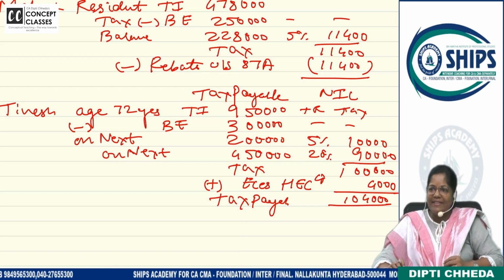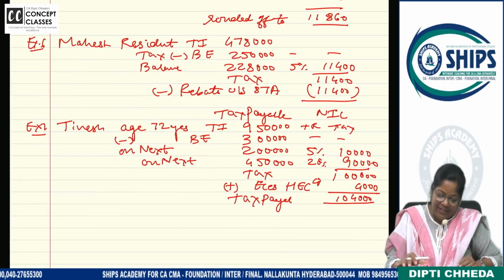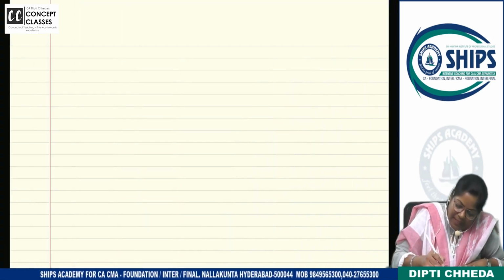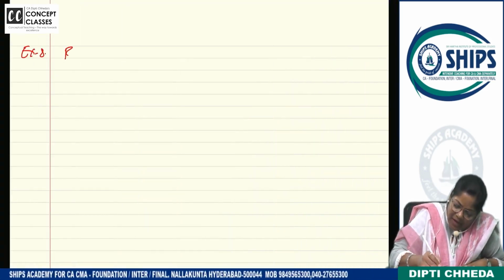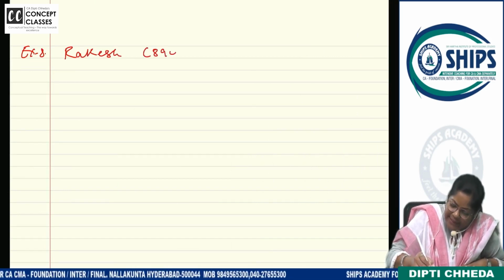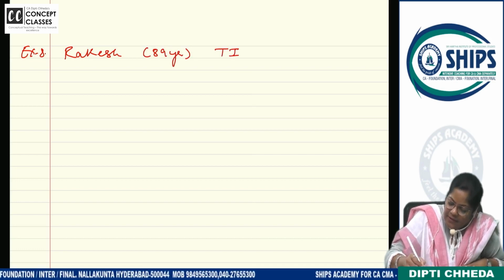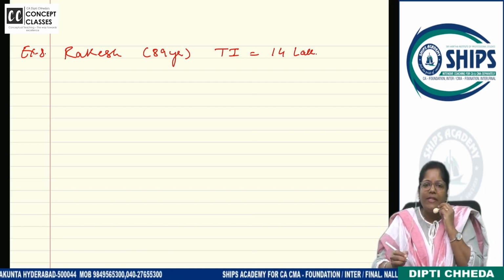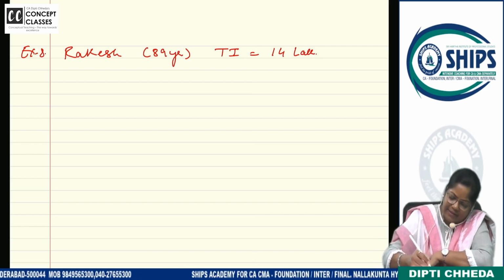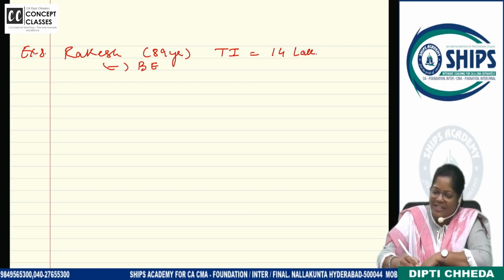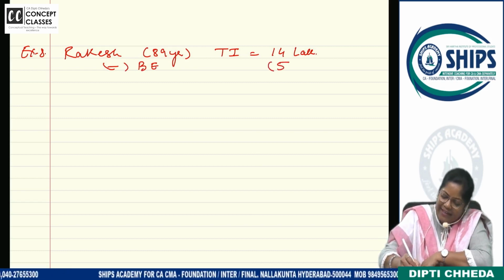दिनेश की स्टोरी क्लियर है? ठीक है. एग्जाम्पल नंबर क्या चल रहा है? 7. एग्जाम्पल नंबर 8. राकेश, 89 years, total income 14 lakhs. Total income is 14 lakhs. What will be the basic exemption? 5 lakh.